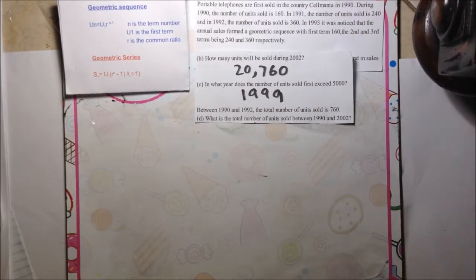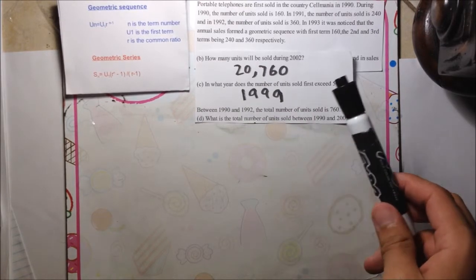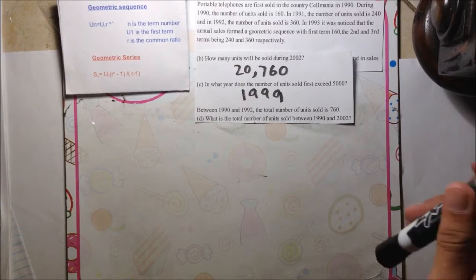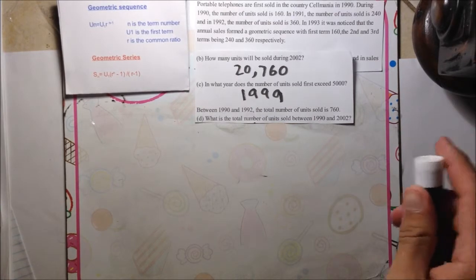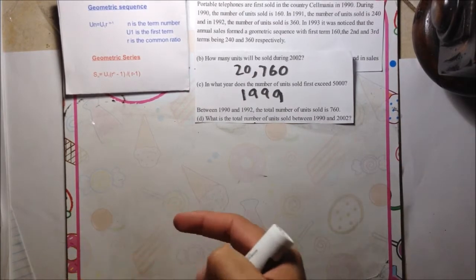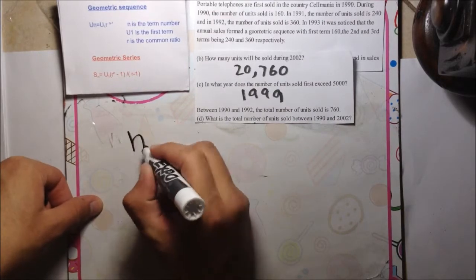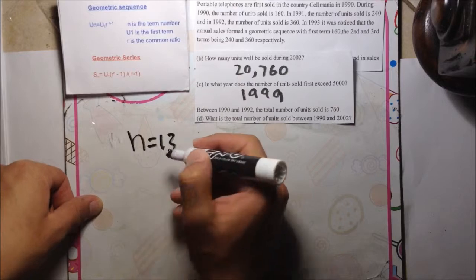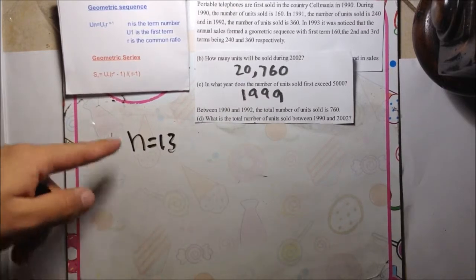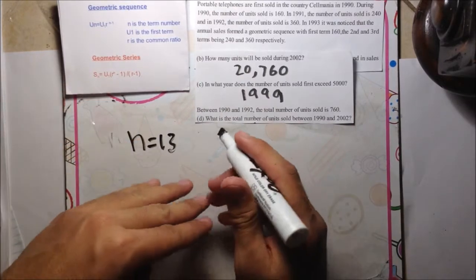Now on part D, we're trying to find the total number of units sold between the years 1990 and 2002. Before we get further into this problem, we know that it's a geometric series because it's a sum of units sold between a certain margin of years. Looking at the years, it's 13 years, so our n will be 13. Now all we have to do is plug everything into our geometric series formula.